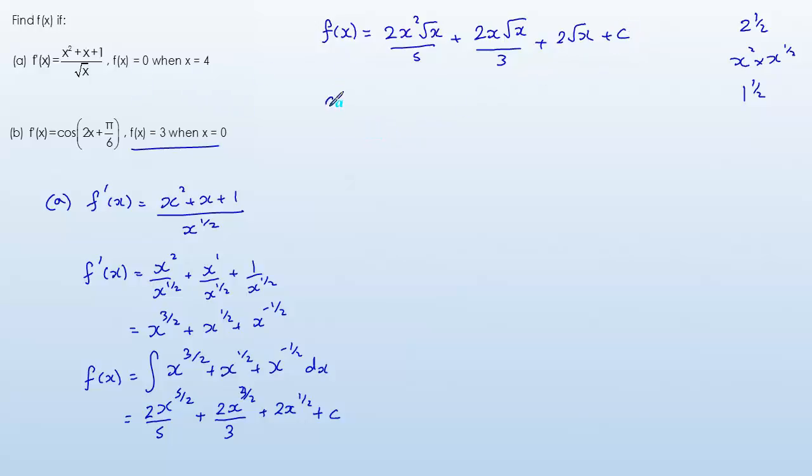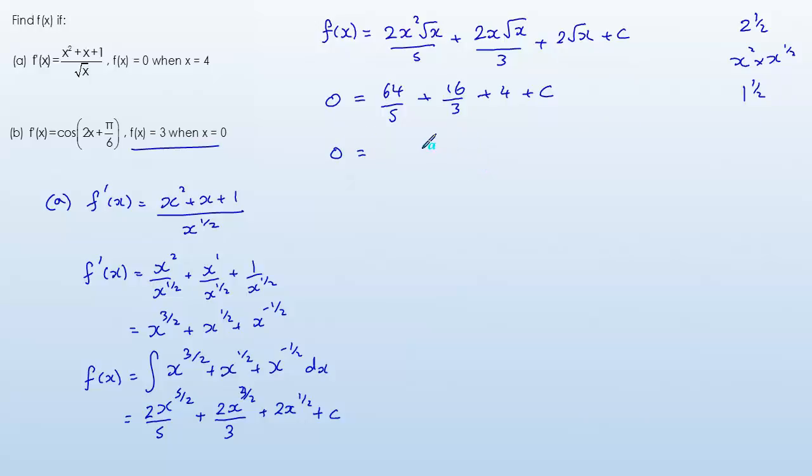So f of x is 0 when x is 4. So if x is 4, that means that root x is 2. So this one would be 16 times 2. So that's going to be 32 times 2, 64 over 5. Then this would be 2 and 4, 8. So that's going to be 16 over 3. And then root 4 is 2, so that would be plus 4 plus a constant.